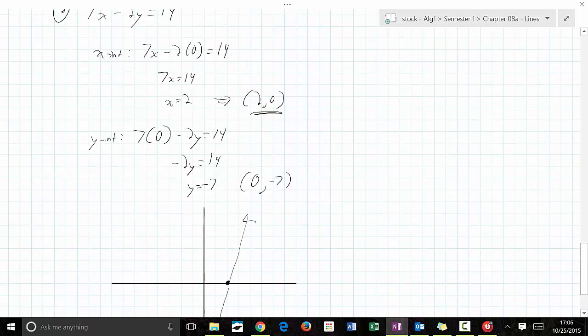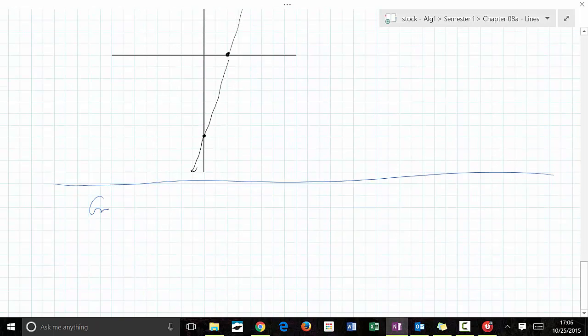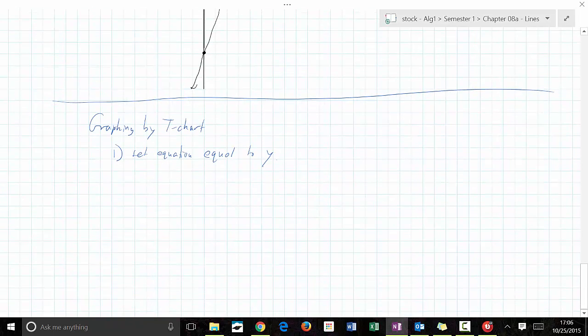There's a second way to graph that we're going to do today, and this is graphing by t-chart. To graph by t-chart, you first want to set the equation equal to y. We practiced that in the last 2 problems of the homework from the previous lesson. Set the equation equal to y. So let's do an example over here on the right. Let's take 3x minus y is equal to 6.